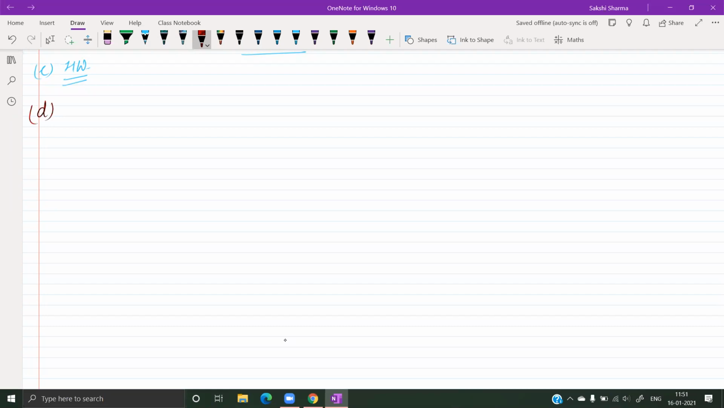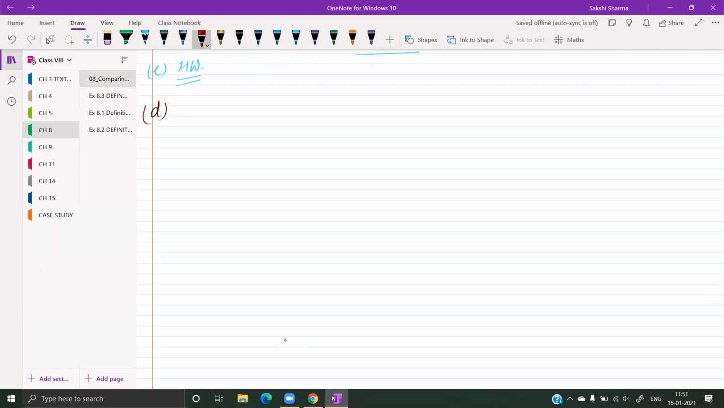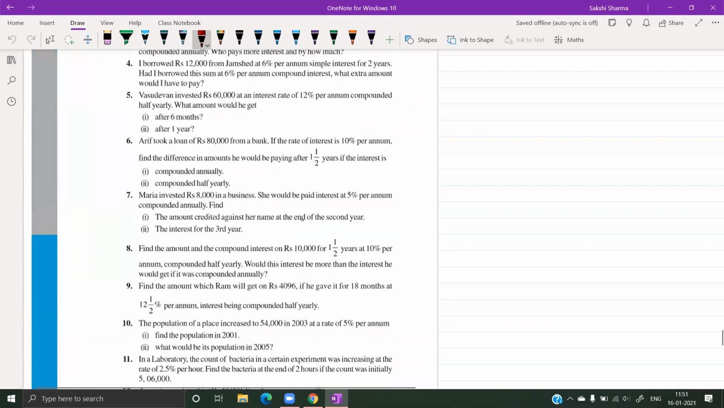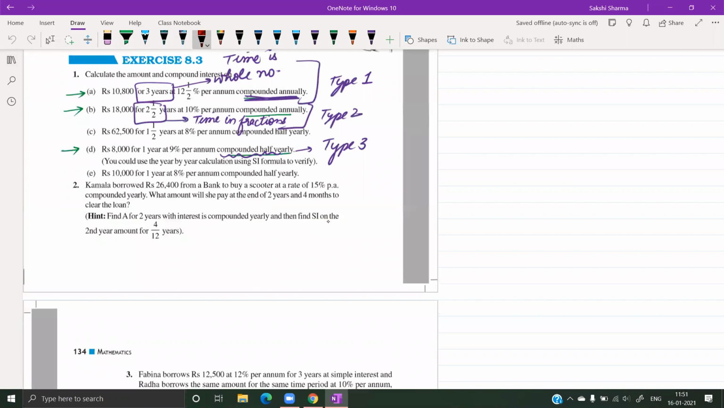D part, take a look. This is type 3, where you are given that the interest is compounded half yearly. You have principal 8,000 rupees. Time period is 1 year and the rate of interest is 9% per annum. Okay, I was mistaken. Actually, C part is type 3. So once you have done part D with me, you can do part C on your own. Let's do part D.